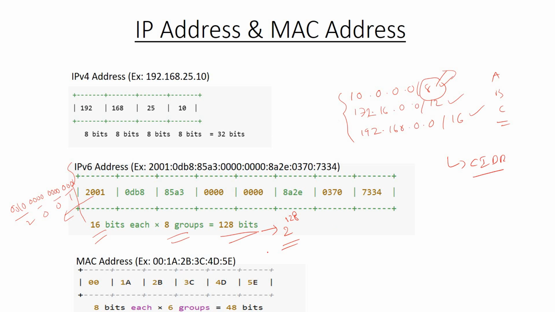Similar to IPv4 and IPv6 addresses, MAC addresses of devices are also represented in terms of binary numbers. Here the MAC address is represented with corresponding hexadecimal numbers. It is divided into 6 groups and each group contains 8 bits, so in total we have 48 bits. This is an example MAC address represented in the corresponding hexadecimal notation. So this is about the formats of IPv4 and IPv6 addresses as well as MAC addresses.